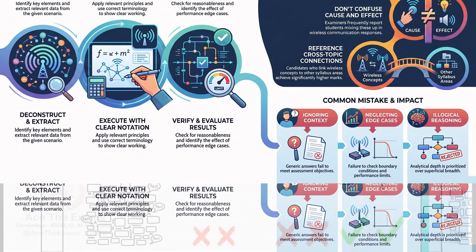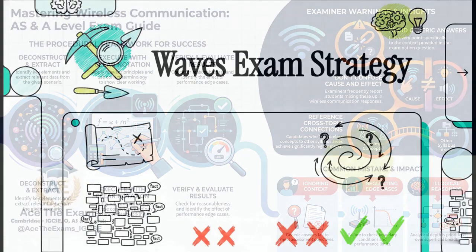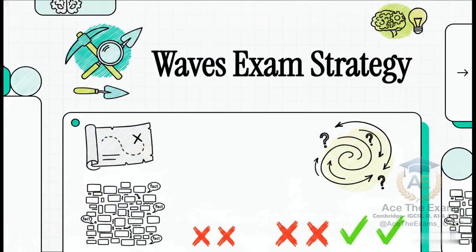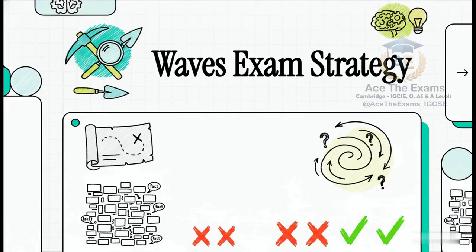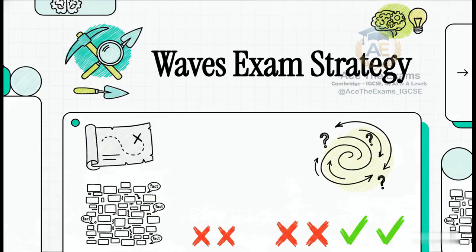I am your host, your strategist, and today we are embarking on a really exciting journey that I like to call the archaeological dig. We are taking a massive, deep dive into Cambridge computer science exam strategy. Our mission today is to uncover the hidden clues that are buried deep within complex past paper questions and, layer by layer, reveal the absolute perfect answer for the Cambridge computer science exam on radio waves and wireless communication.